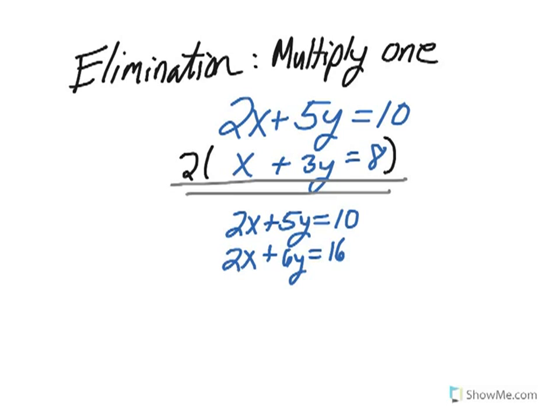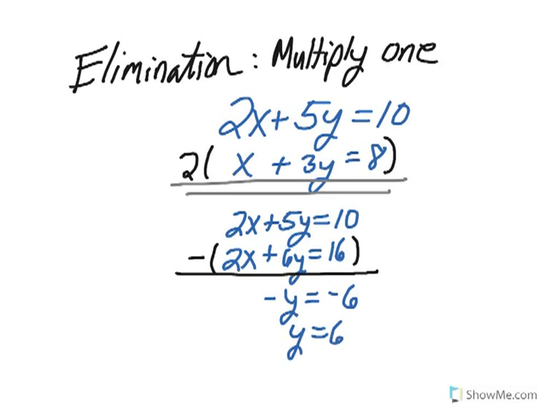So now we're going to solve this by elimination like we did in the previous sections. In this case, since we have 2x and 2x, we're going to subtract the two equations. When we do that, 2x minus 2x is 0, 5y minus 6y is negative 1y, and 10 minus 16 is negative 6. So we have negative y equals negative 6. Now divide both sides by negative 1. We get y equals positive 6.